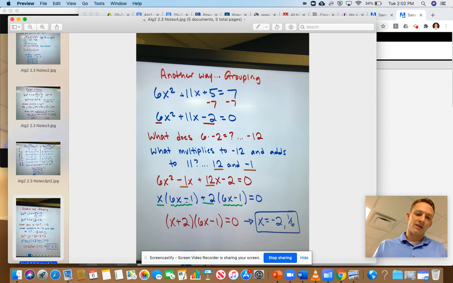And then we're just going to take these outside numbers that we factored out and put them in their own parentheses. So we have x plus 2 times 6x minus 1 equals 0. And then we would solve for x like we normally do, and we get the same answer. It really doesn't matter which way you use. Sometimes one is faster than the other. It just kind of depends on the numbers and depends who you are as a mathematician, I guess.